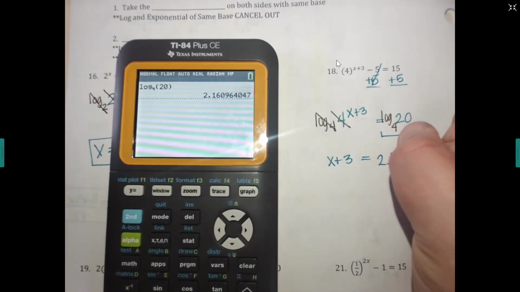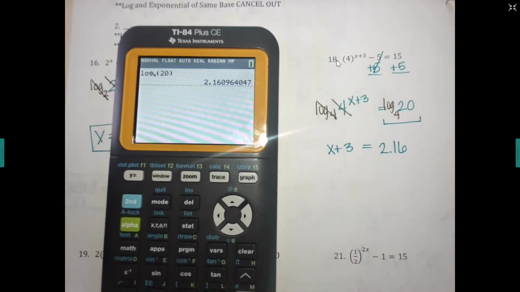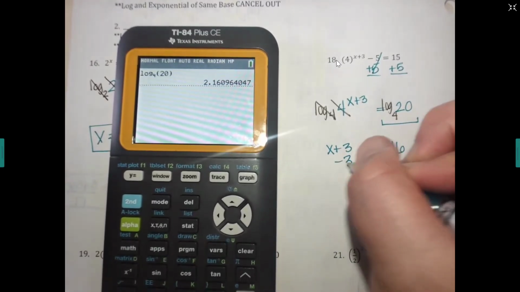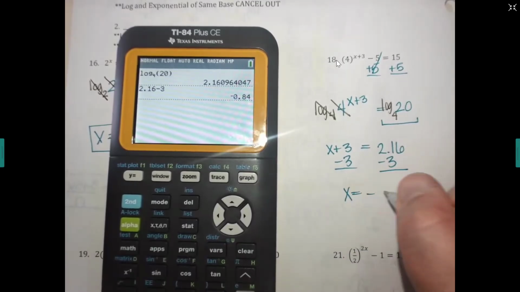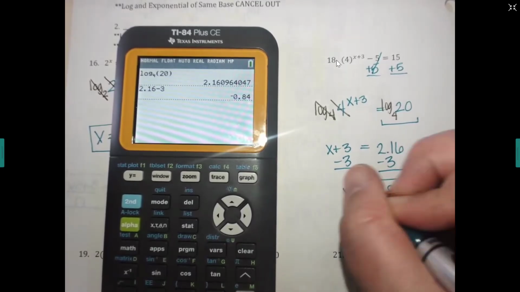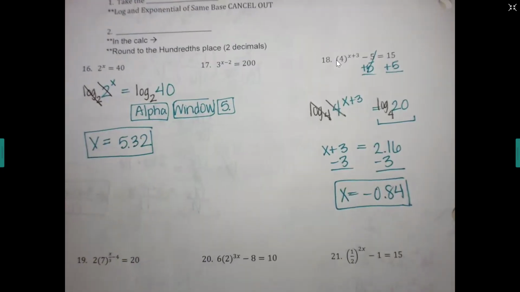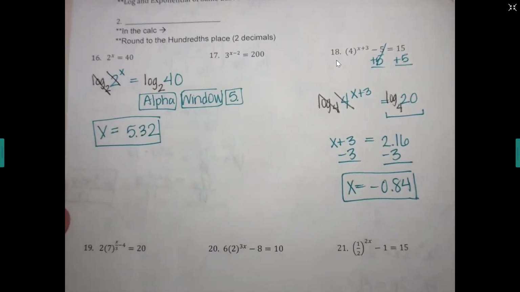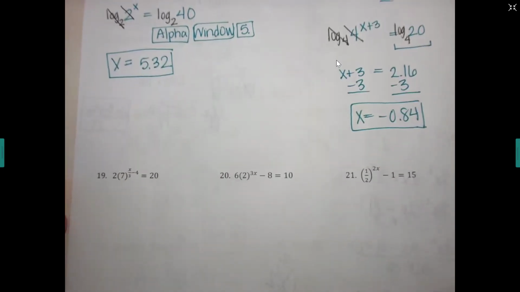2.16. And then what's my last step to solve if my x has a plus 3 on it? Minus it. So 2.16 minus 3, that gives me negative 0.8. Okay. You're rounding. I'm pretty sure the homework says hundredths, which is 2 decimals. Okay, let's just do maybe 1 or 2 more from the bottom and then we're done.